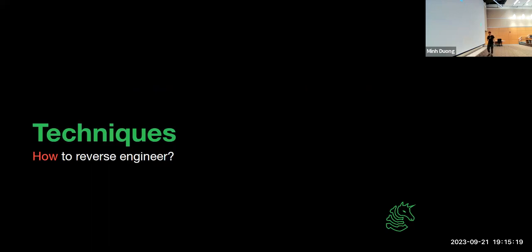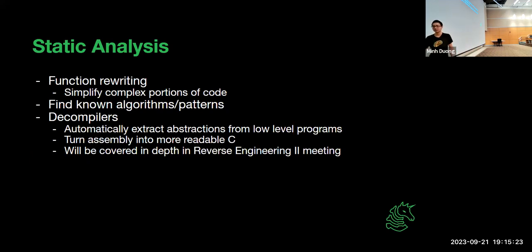Okay, now let's talk about some techniques. The first technique, or series of techniques, I'll talk about is for static analysis. There's a couple of techniques such as function rewriting, where you simplify complex parts of code into simpler portions. And there are also known patterns that you can look for, right? Once you do reverse engineering more and more, you'll start to pick out little things that just keep coming up again and again. One of those things is a loop. There's so many different ways to do a loop, and it's one of the most common parts of computer science. And we'll see some examples of that later. Decompilers, we'll talk about that more in reverse engineering too. But that's just a way of turning really low-level assembly into higher-level C or other languages. And we'll go over that more next at reverse engineering too.